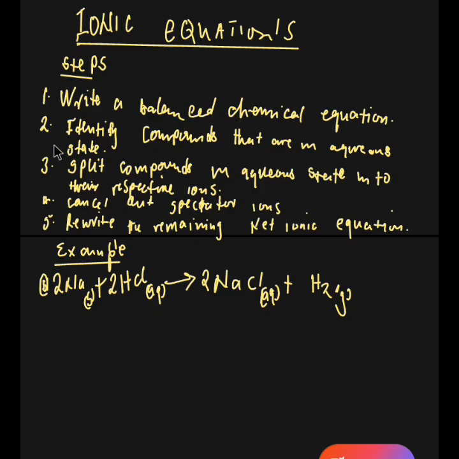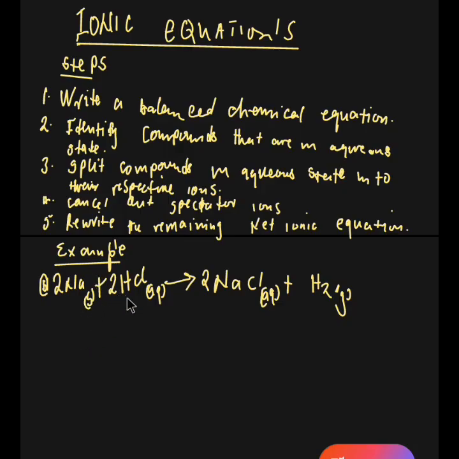Now the next step is to identify compounds that are in aqueous state. So sodium, this is a metal, it is in solid state. Hydrochloric acid is in aqueous state, so this one we take note of it. Then sodium chloride is in aqueous state, we also take note of it. Then hydrogen gas, this one is not in aqueous state, so every compound or atom or element that is not in aqueous state, we will not tamper with it, we will just leave it at that.